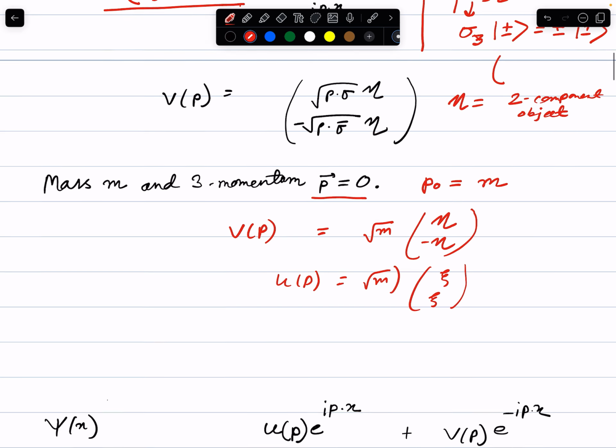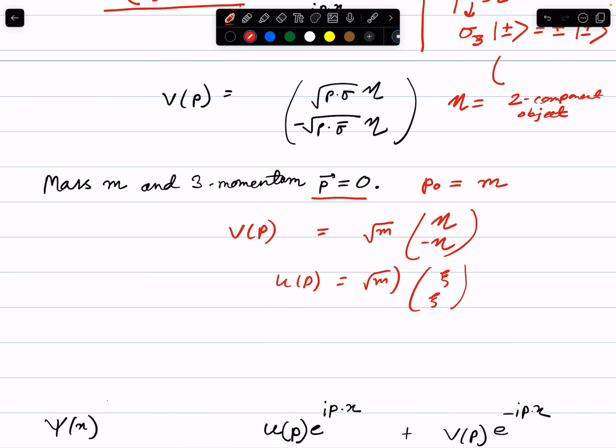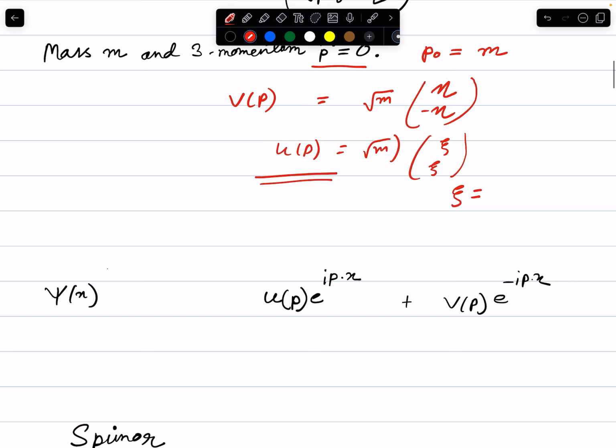Once you specify what xi is, it specifies the classical solution. And once we consider these solutions to be quantized, once we go to the quantum theory, this corresponds to the spin of the particle. Okay, so let us write the most general solution classically now.